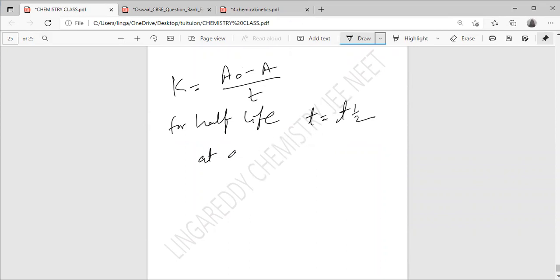At t of, what is the A value? A equal to A0 by 2. A is the concentration after half lifetime. A0 is the initial concentration, and A is the final concentration. The final concentration is nothing but the initial by 2.